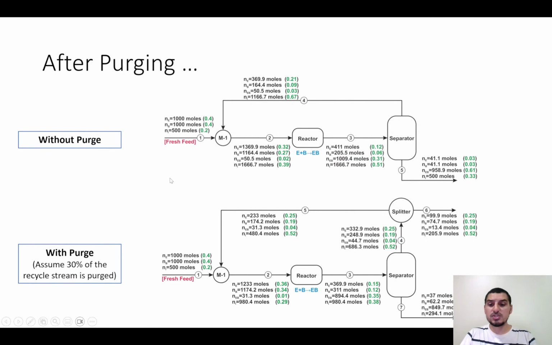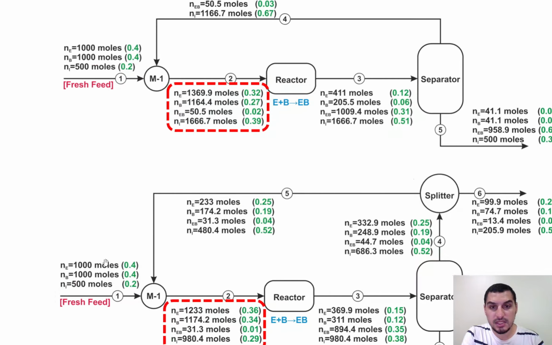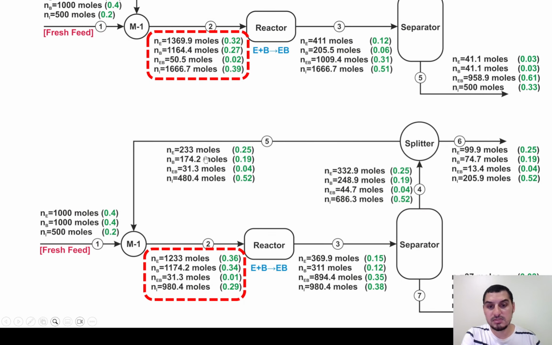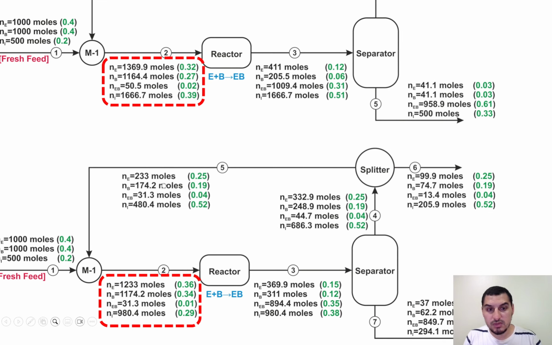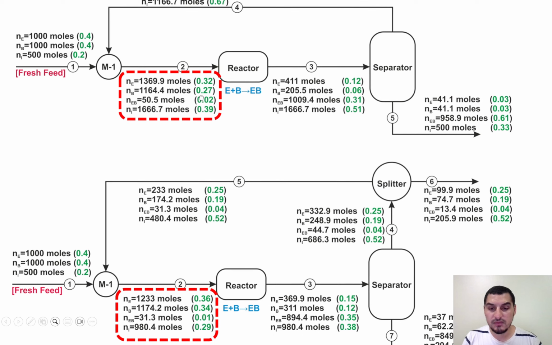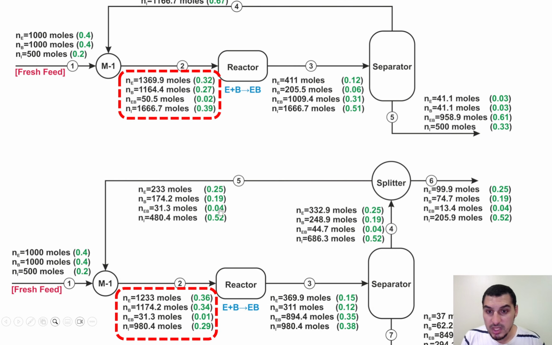So if we purge, like in this case, we purge 30% of the recycle stream, and I want to compare again the numbers. So these are the same stream in case of purging and without purging. Here we have the purge stream, and look at the numbers. The numbers are very important to look at. So in this stream, it was 32 and 27%, now it is 36 and 34%. So it's getting better.